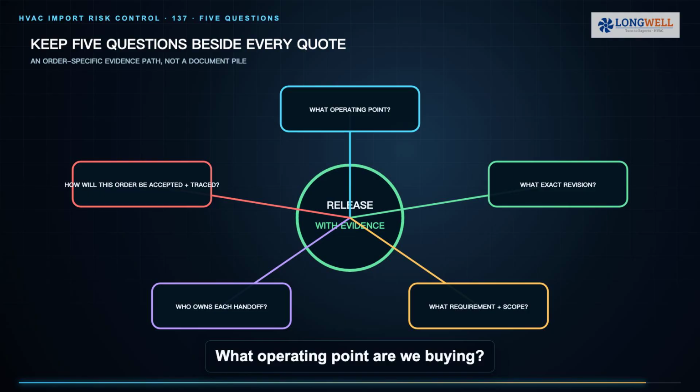What operating point are we buying? What exact revision will be produced? What requirement and scope apply? Who owns each cost and risk handoff? How will this order be accepted and traced? That method protects engineering, cash, schedule, and customer trust without pretending that any single video, label, report, or certificate can do the job alone.